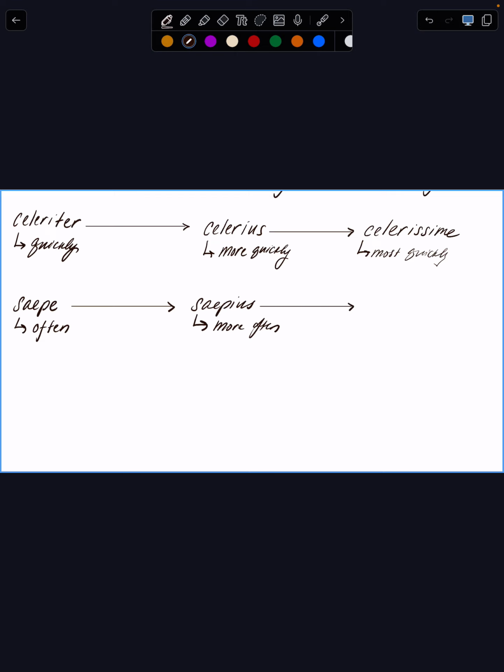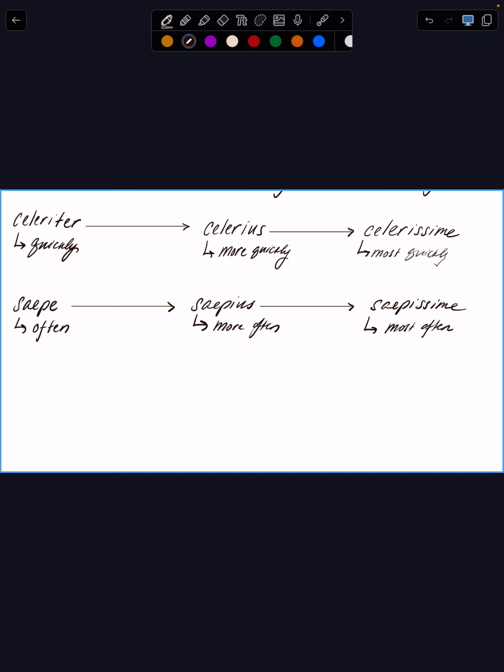And saepissime. So the root is kind of like S-A-E-P. Yeah, exactly. Most often. So like more often than not is saepius. Yes.